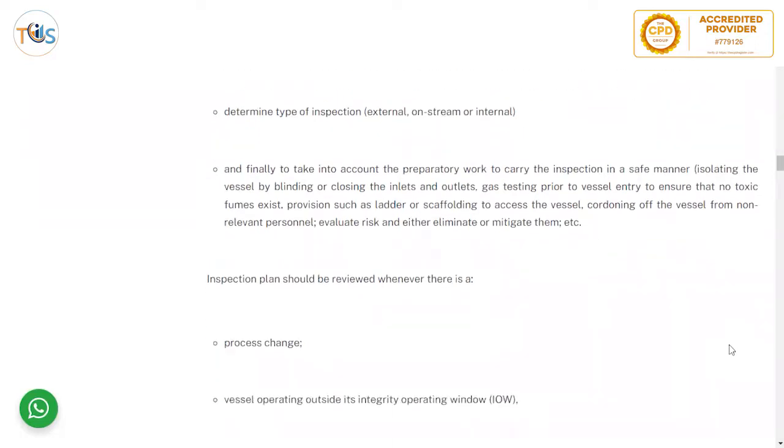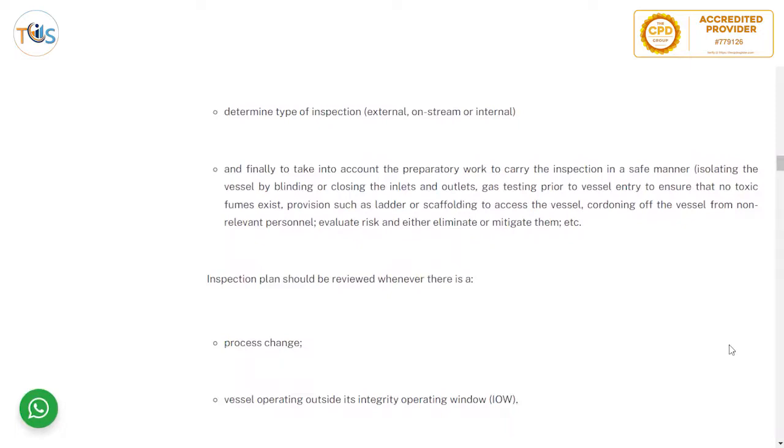And finally, take into account the preparatory work to carry out the inspection in a safe manner, in the sense that you need to isolate the vessel by blinding or closing the inlets and outlets, gas test prior to vessel entry to ensure that no toxic fumes exist, provisions such as ladder or scaffolding to access the vessel, cordoning off the vessel from non-relevant personnel, having somebody on watch at the vessel manhole to warn other people around the vessel, as well as observe the surroundings and check on the inspector while he's working to see that he's safe, and evaluate risks and either eliminate or mitigate them.